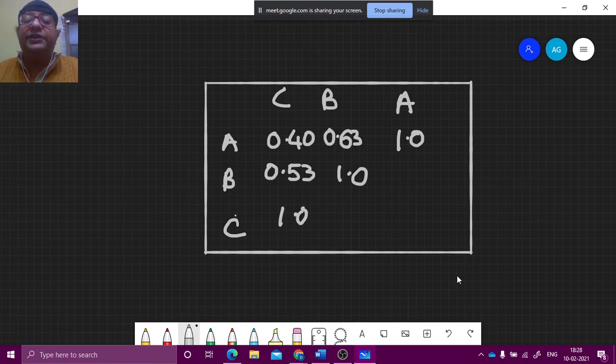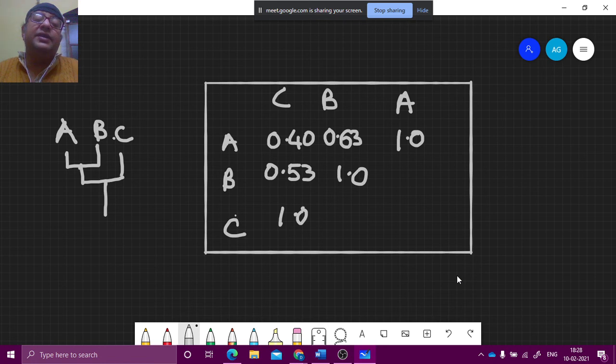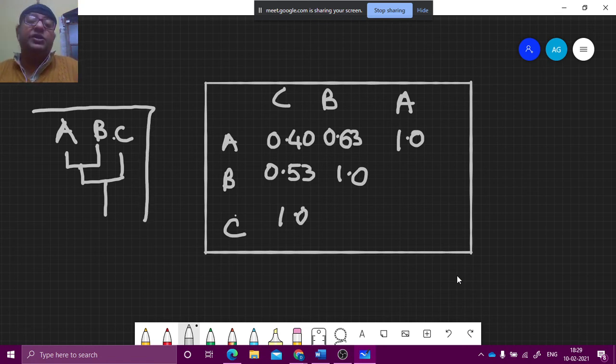Now, on the basis of this, you see B and A very close together. So your diagram will be A and B 0.63, and then B and C 0.53, and A and C 0.40. So this is how this is drawn. So this is how you make a nearest neighbor. So the nearest neighbor is 0.63. With this, I am ending my class over here.